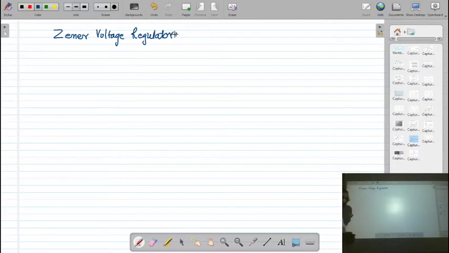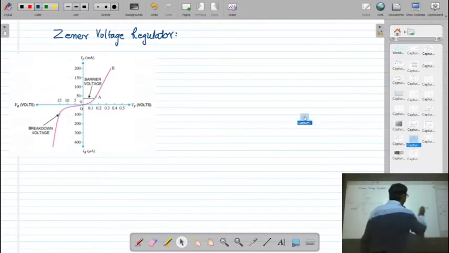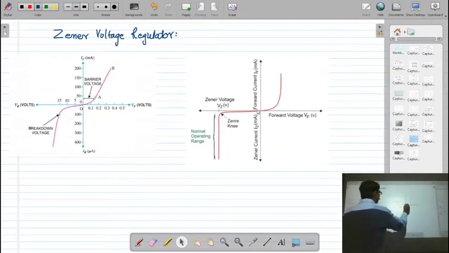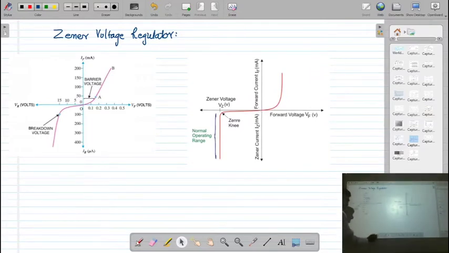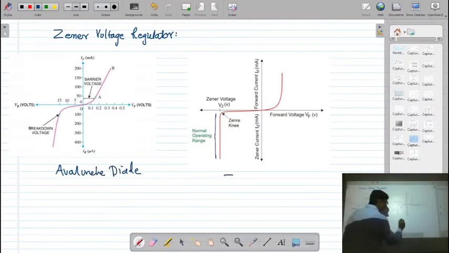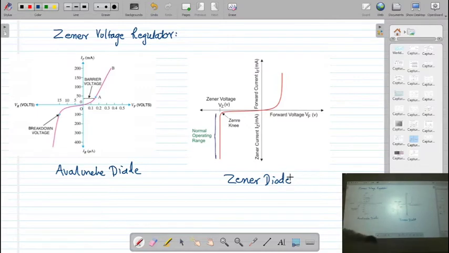So first of all, what is the difference between the characteristics of an avalanche diode and the Zener diode? The characteristics of the avalanche diode is this, and the characteristics of a Zener diode is like this. This is an avalanche diode. And this is the characteristics of a Zener diode. So basically, in both cases, the forward bias characteristics are almost the same.